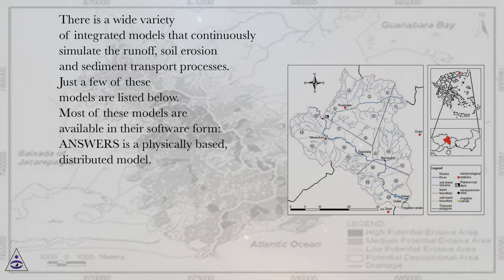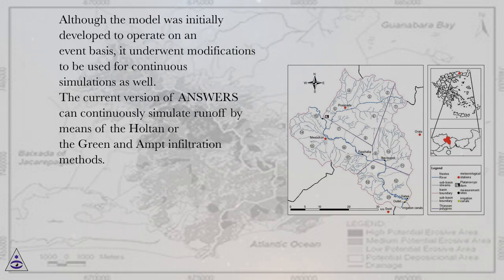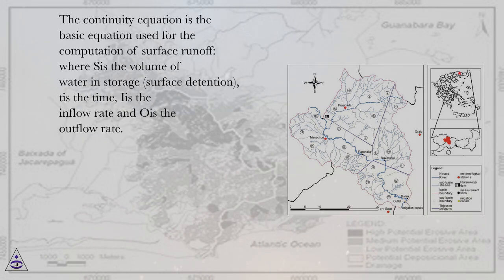ANSWERS is a physically based, distributed model. Although the model was initially developed to operate on an event basis, it underwent modifications to be used for continuous simulations as well. The current version of ANSWERS can continuously simulate runoff by means of the Holtan or the Green and Ampt infiltration methods. The continuity equation is the basic equation used for the computation of surface runoff.